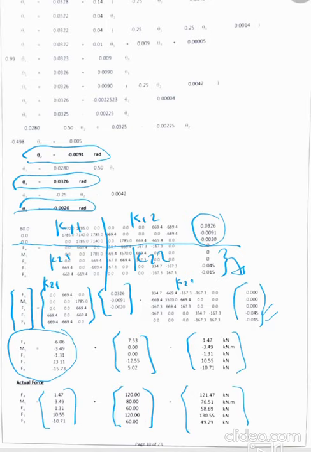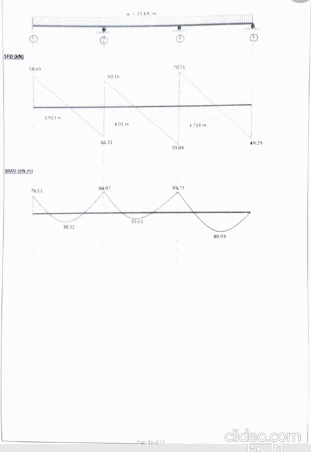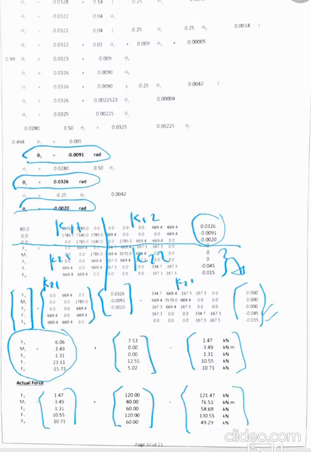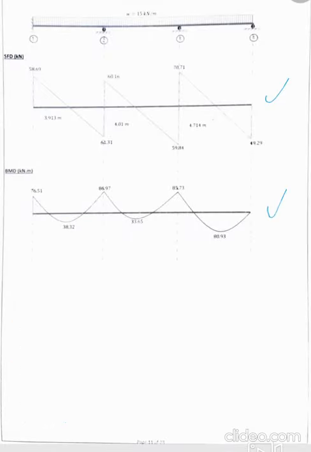Then when you want to draw the shear and bending moment, shear and moment, add it with the values you get from the fixed end moment, and you will get this drawing. This is for shear and this is for moment. Just take it to find the actual force that affects this beam, and draw depending on those values.